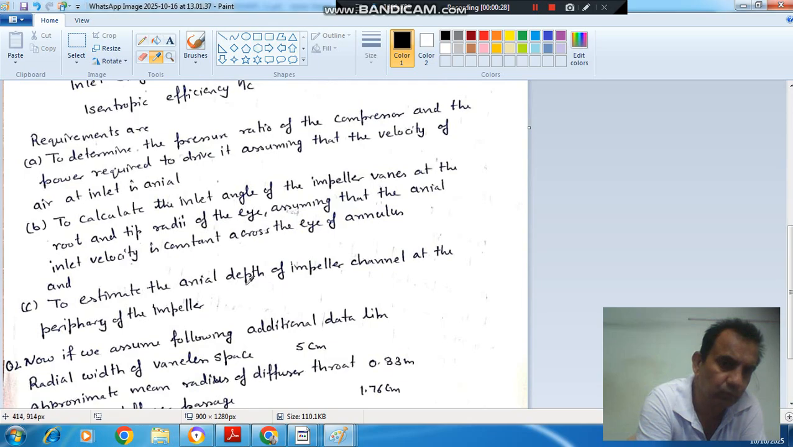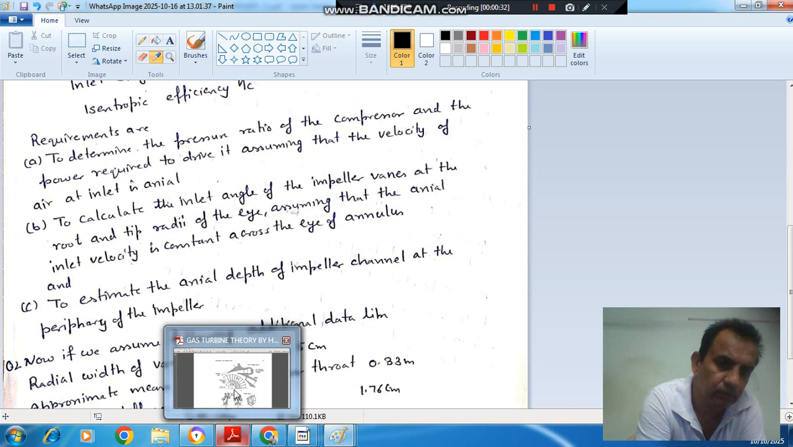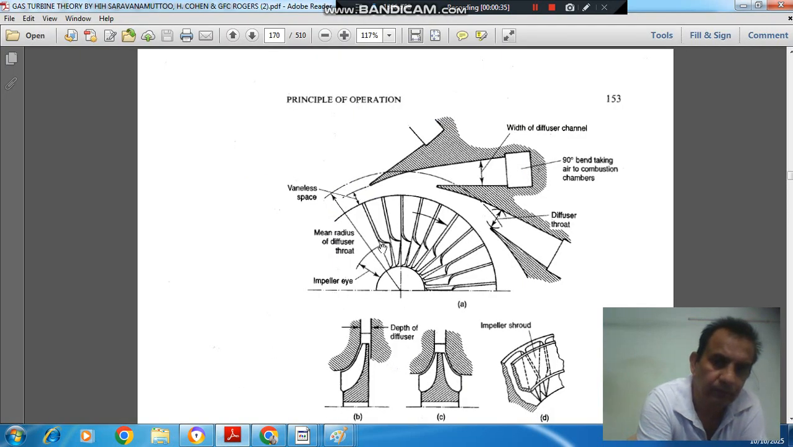That is to estimate the axial depth of the impeller channel at the periphery of the impeller. So this is your impeller and this is the periphery of the impeller, and perpendicular to the page there will be the axial depth, because this is the axis of the shaft. If we consider the area at the periphery of the impeller, the velocity perpendicular to that area is the radial velocity at the exit of the impeller. Suppose it is CR2.